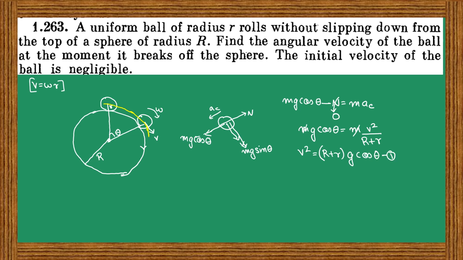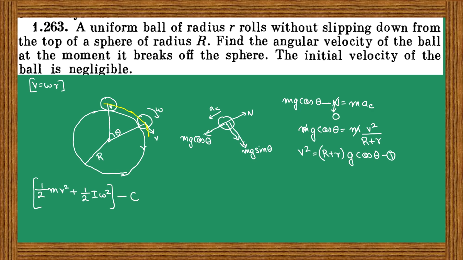From where can I get another equation? If I apply the work energy theorem between these two points, can I get another equation? Final kinetic energy minus initial kinetic energy equals work done by all the forces. What is the final kinetic energy? It is half m v squared plus half I omega squared. The body is in rotational motion also. Rolling motion is a combination of linear and rotational motion, so this is the total final kinetic energy.